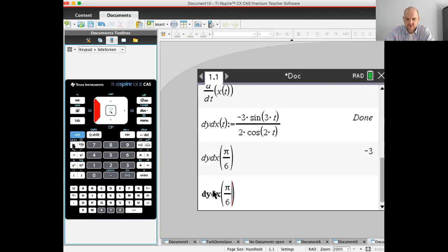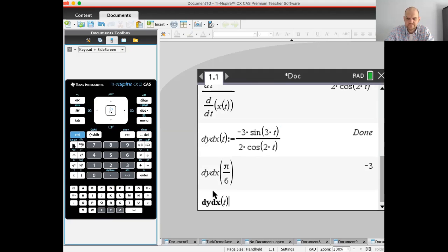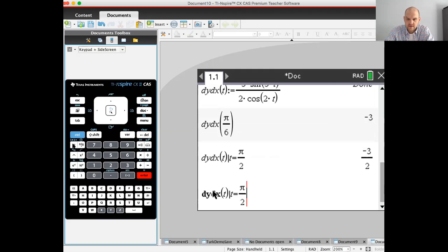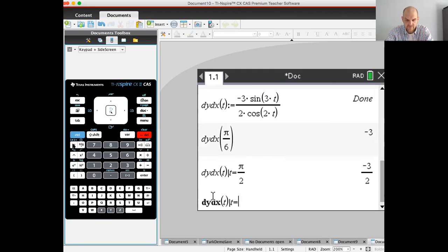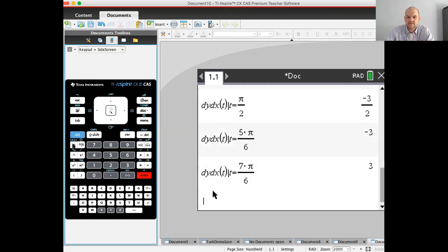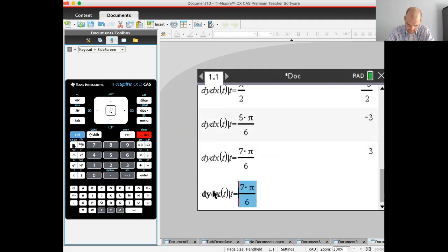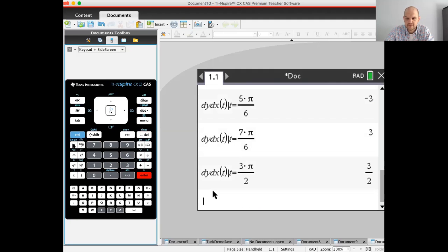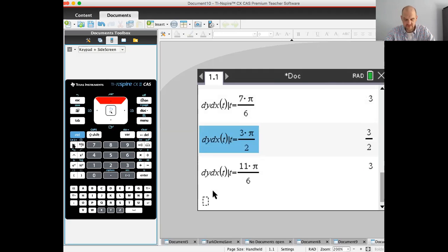I think what's going to happen is that a lot of them are the same. I don't actually know that that's going to happen. Pi over 2, 5 pi over 6. Okay, so 5 pi over 6, same slope there. So maybe 7 pi over 6 positive. I don't know what my goal is here. 3 pi over 2. And then 11 pi over 6. All right. So what am I doing?